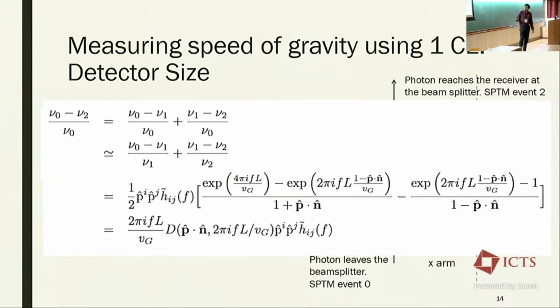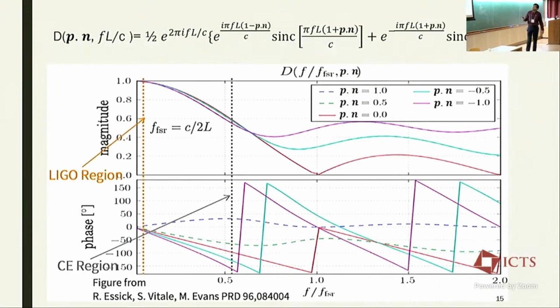And finally, this is the total redshift, where this is the redshift due to the uplink journey, and this is the redshift due to the downlink journey. You can just plug the expressions in and do some algebra, and this is the final expression you get, where this d is given by this expression. Note in LIGO, this number FL by C tends to 0. So the value of d is 1, and this can be seen in this plot.